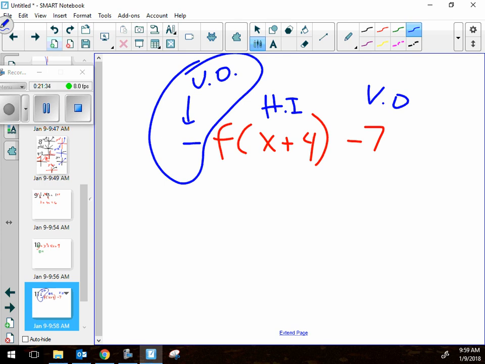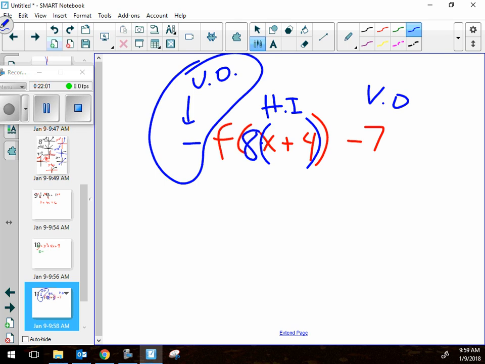And what if I put a stretch in here, like an 8? Now I should really put a parenthesis around that too. And that's going to make it get 8 times wider, true, false? Horizontally bigger by 8, true or false? False, because you don't trust the stuff on the inside. That actually makes it horizontally narrower, 8 times narrower.